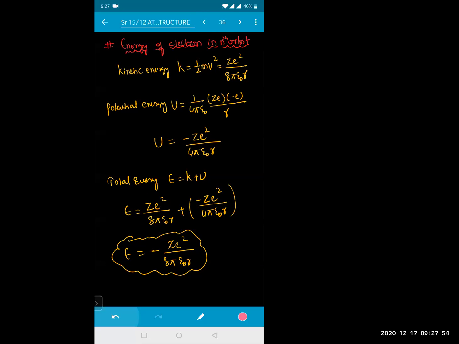So we got the energy of the electron in your nth orbit, and the related relations also. Clear?